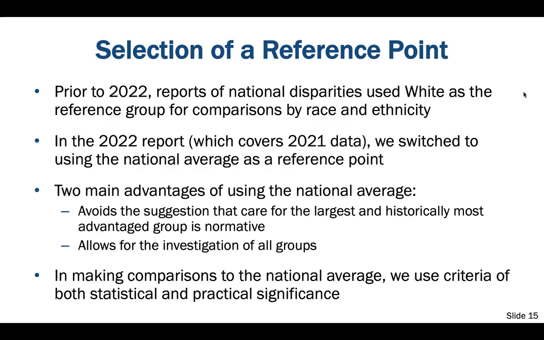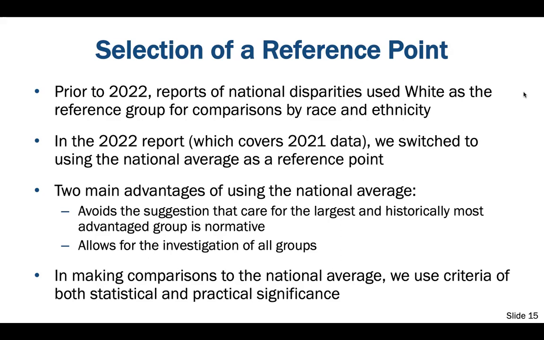There's a desire to avoid the idea that larger or historically more advantaged groups are normative, but also one of the nice things, especially if you're looking at things like race and ethnicity and urban and rural residents and SES-based measures all at the same time, is that it allows a common standard of how far above or below a national average a given group is. And so in a lot of ways, it really facilitates comparisons.